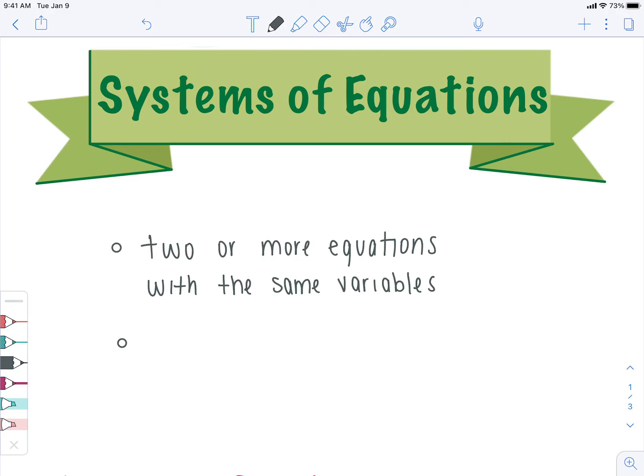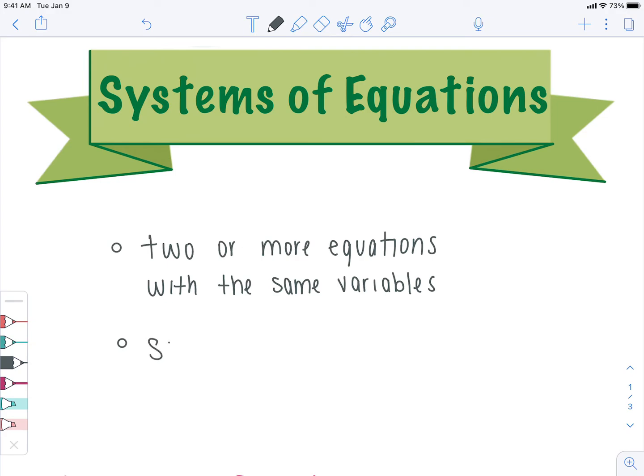So instead of just having one equation like we had before, where we had 3x plus 5 equals 10 and we were solving for x, now they're going to give us two equations and both equations will have an x and a y in them, or they can really have any two variables. You can use any letters, you don't have to use x and y, they just have to be the same in each equation. And when we write our solutions for these equations, we're going to write them as ordered pairs.